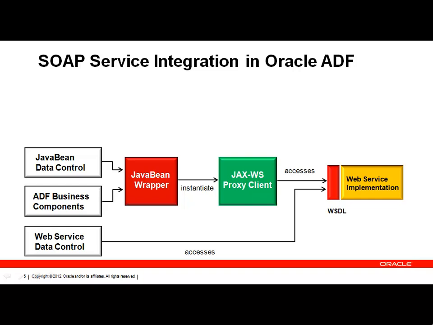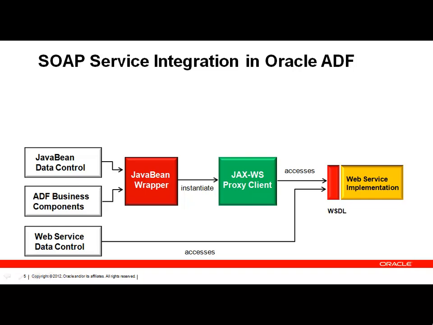There are two more options on this picture. One is to access a web service from ADF Business Components, and the other is to use a Java Bean data control. Both of these options don't access the web service natively and directly. Instead, they use a JAX-WS proxy client. You can generate a JAX-WS proxy client from JDeveloper, again starting from the New Gallery, and then pointing the wizard to the web service definition.